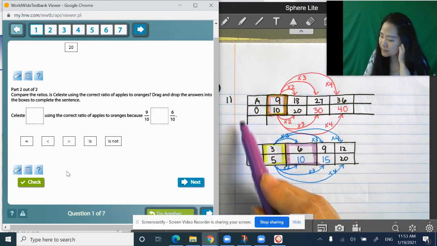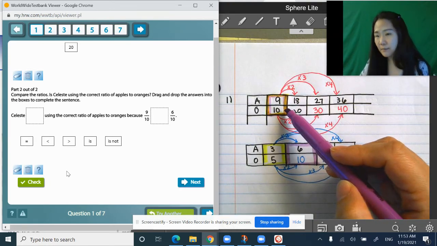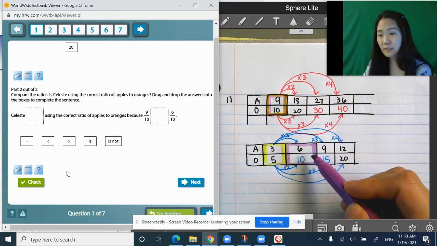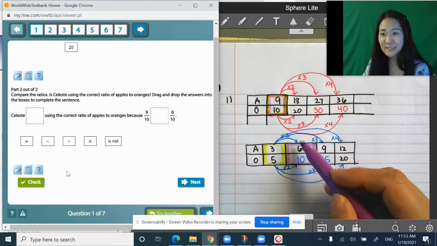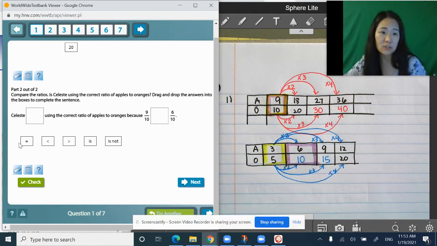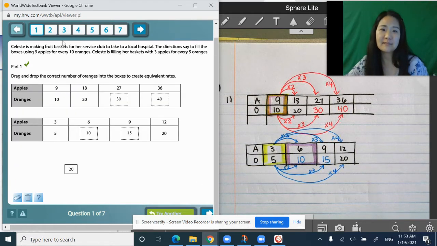The original recipe uses 9 apples for 10 oranges, but Celeste's recipe uses 6 apples for 10 oranges. So obviously, they're not the same ratio. So Celeste is not using the correct ratio because 9/10 is, think about it, greater than 6/10 because 9 out of 10 is more than 6 out of 10. Check. All right, let's go to the next one.